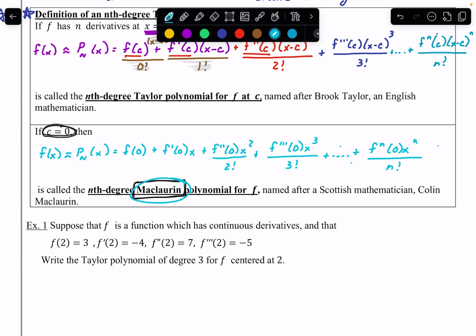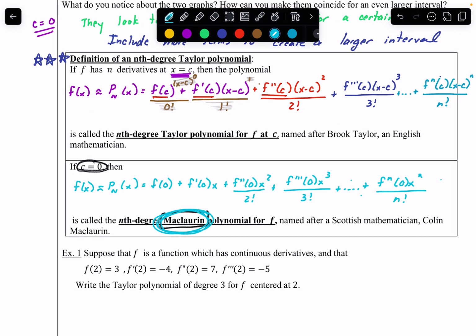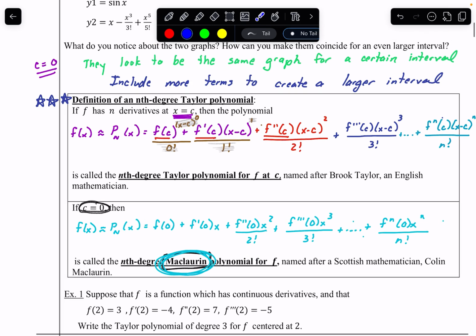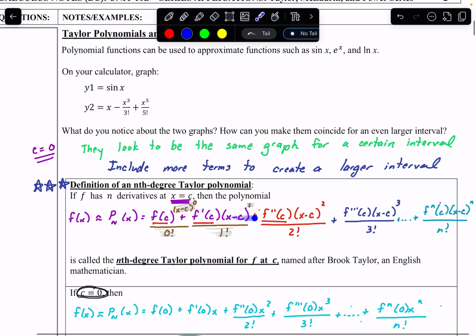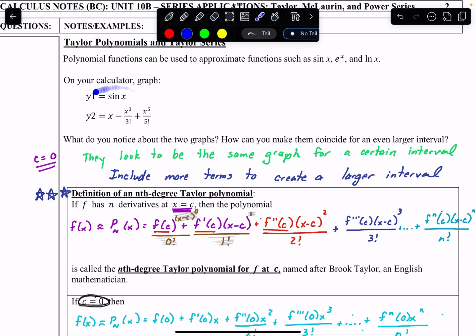Again, that's Maclaurin series. So right now we have a formula for a Taylor polynomial. I've got to stop saying series because today we're just talking about polynomials. A Taylor polynomial and a Maclaurin polynomial that we're going to develop in order to help us find values for things like sine of x or other transcendental functions.